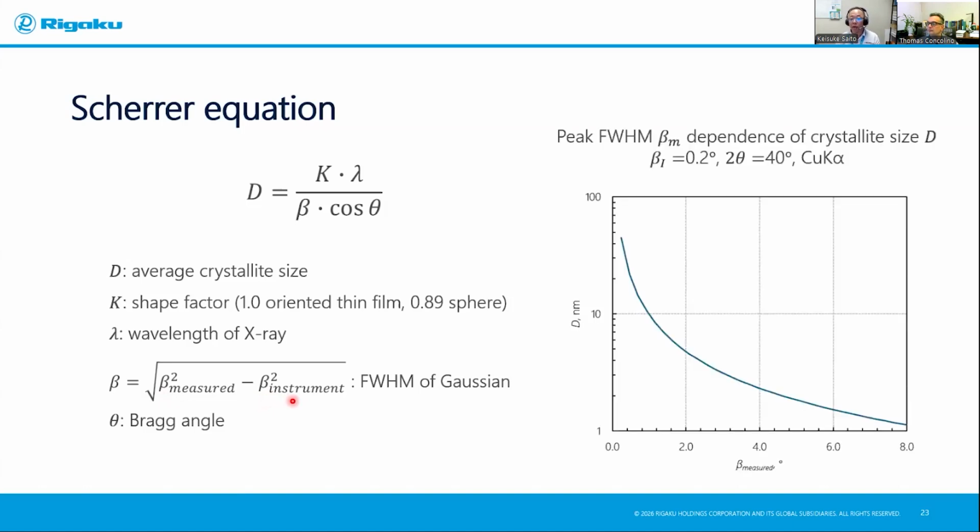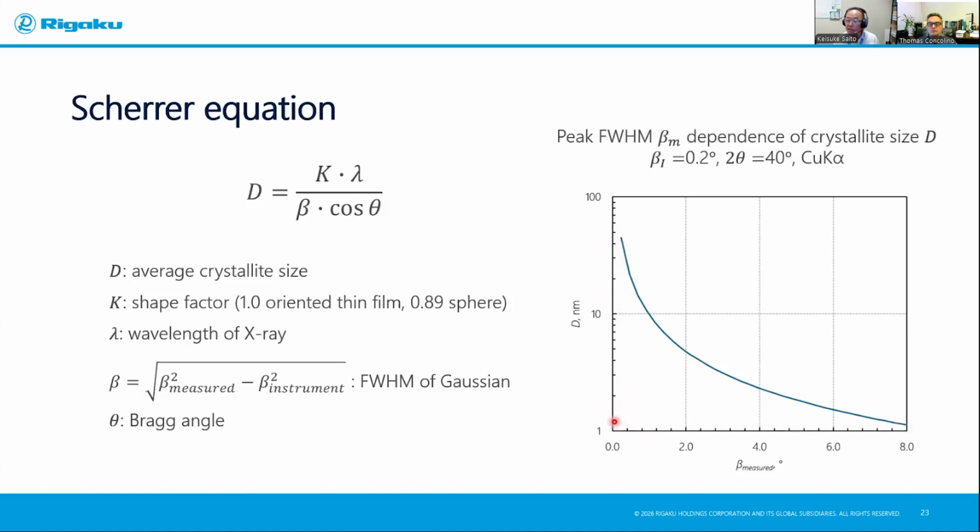So I calculated, assuming instrument broadening, in this case, 0.2 degree, caused by the diffractometer itself, at 2 theta 40 degree. This is the peak from the iron oxide, and the sample broadening is beta m. So this is the parameter in the horizontal direction, and the crystallite size in the vertical direction.